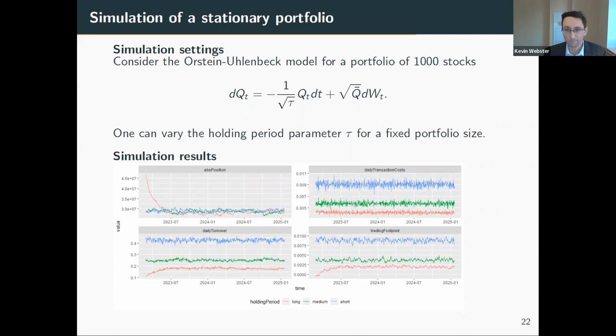plot its characteristics. So you see, I successfully managed to have a constant position and to vary the turnover. And you can also see the trading footprint is always positive and is proportional to the daily transaction cost. I've picked an impact model with a time scale of 1, and therefore the two are equal, as expected.